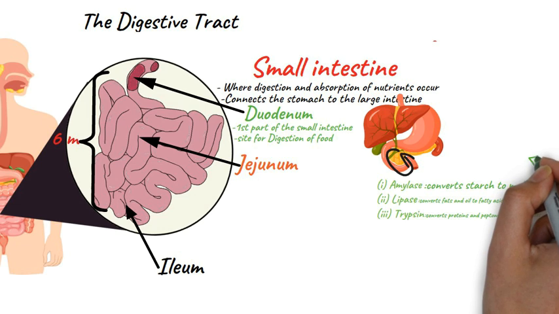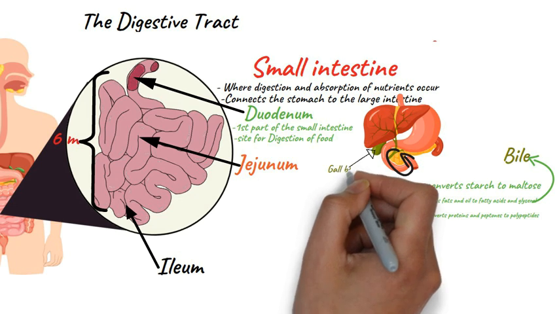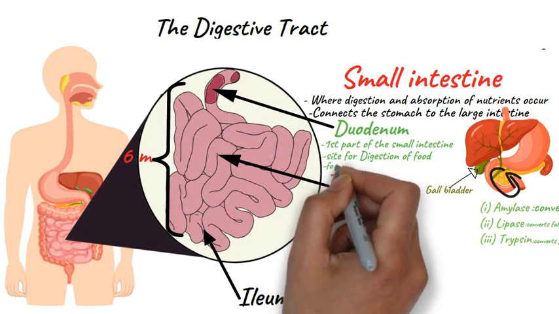The digestion of fats and oils is aided by a green alkaline liquid called bile, which is secreted by the liver and stored in the gallbladder. The bile helps in the emulsification of fats, and that is basically breaking down fats into tiny droplets.